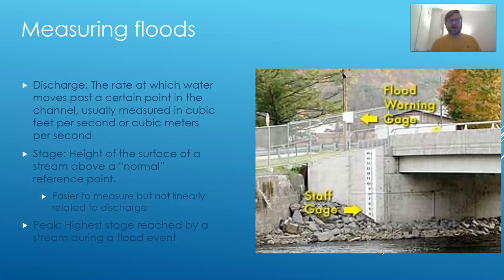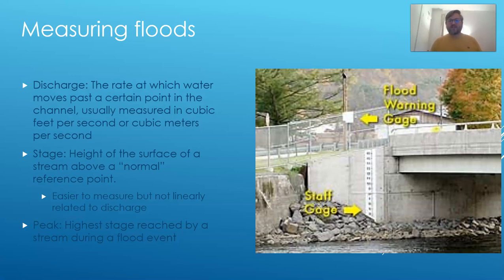So instead, what we often rely on in practice when we're looking at floods is what we call the flood stage. So the stage is the height of the surface of the water above a reference point that we consider normal. So we have kind of an average height that this waterway is, the normal height of this water, and then we measure how high in feet or in meters above that normal level the surface of the water has gotten. And so we can measure that pretty easily.